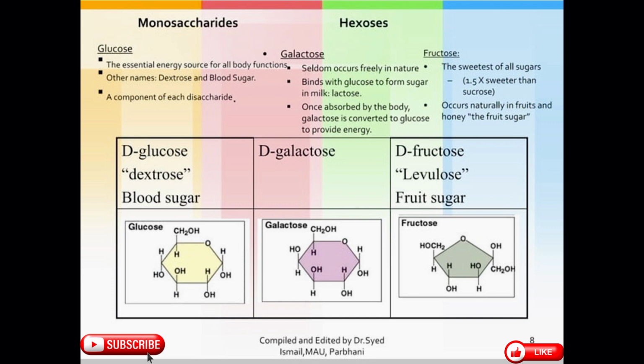Glucose is the essential energy source for all body functions. Other names are dextrose and blood sugar, and it is a component of each disaccharide. Galactose seldom occurs freely in nature; it binds with glucose to form the sugar in milk known as lactose. Once absorbed by the body, galactose is converted to glucose to provide energy. Fructose is the sweetest of all sugars, 1.5 times sweeter than sucrose, and occurs naturally in fruits and honey. It is the fruit sugar, commonly known as honey sugar.